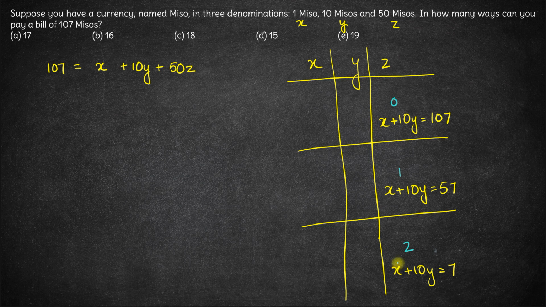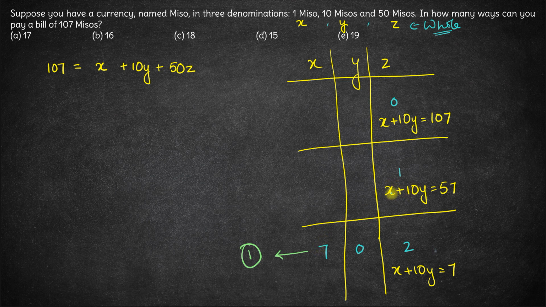Fine. Now let's look at this part here. If X plus 10y is 7, and we know X, Y and Z have to be whole numbers, they can be either 0 or 1 or 2 or 3 and so on, right? So if X plus 10y is 7, the only possible value of Y is 0, because if Y is 1 or more than 1, X will come out to be negative. So if Z is 2, Y has to be 0, X has to be 7. So how many possible values do we get here? We get only one possible value.